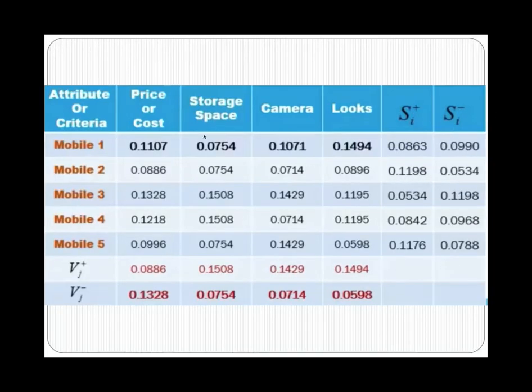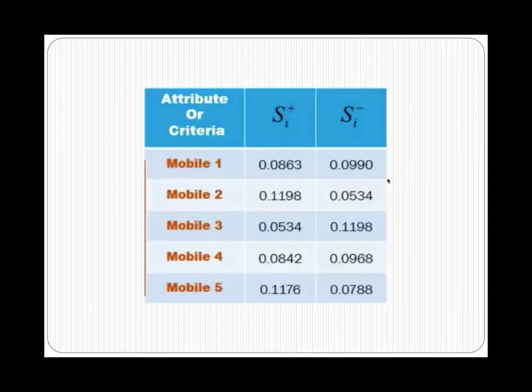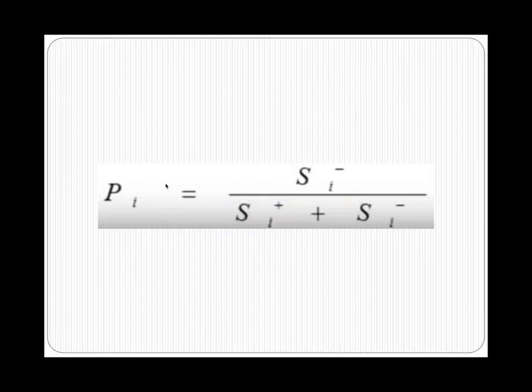So we have this matrix with the ideal best and the ideal worst values, and we have these distances. Now we'll be using these distances for the performance indicators. So this is the matrix that we have for mobile 1. Mobile 1 is this much far away from the ideal best and this much far away from the ideal worst, and so on and so forth. This is the performance indicator. The performance indicator measures the ratio between the distance of the data item from the ideal worst upon the total distance.